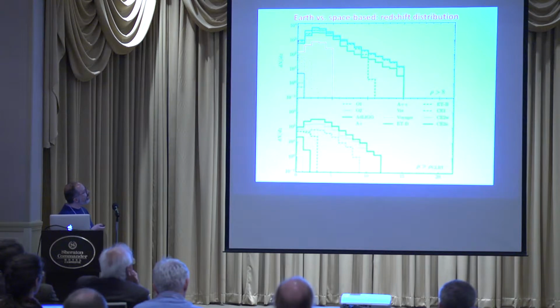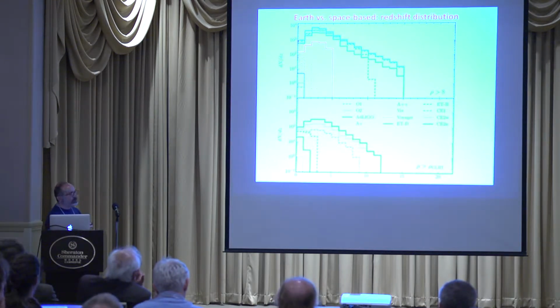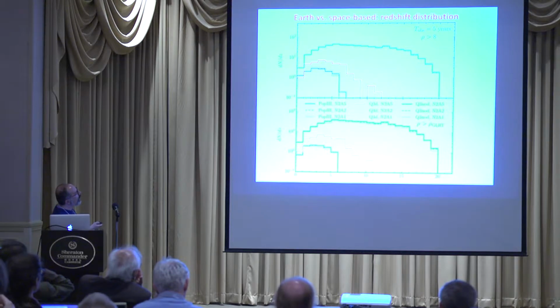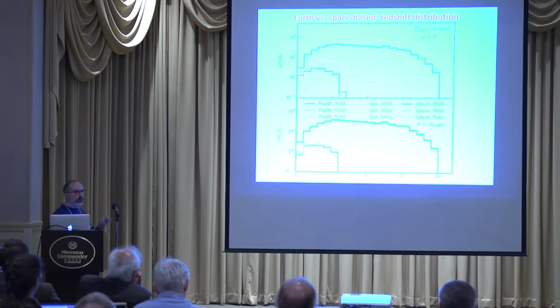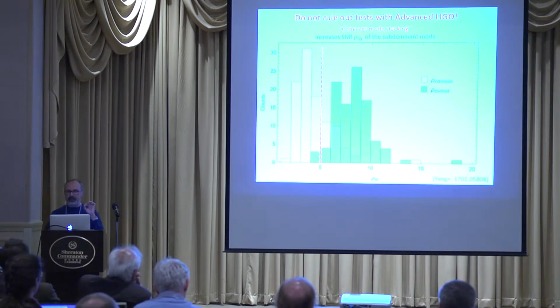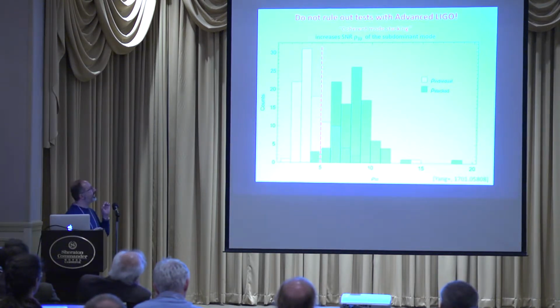The other main difference is that, instead of testing the no-hair theorem in the local universe as you would do with advanced LIGO or even Voyager, with LISA you can go to very high redshifts if those black holes are out there and merge at all. So you have these very high sensitivity probes at very large z.